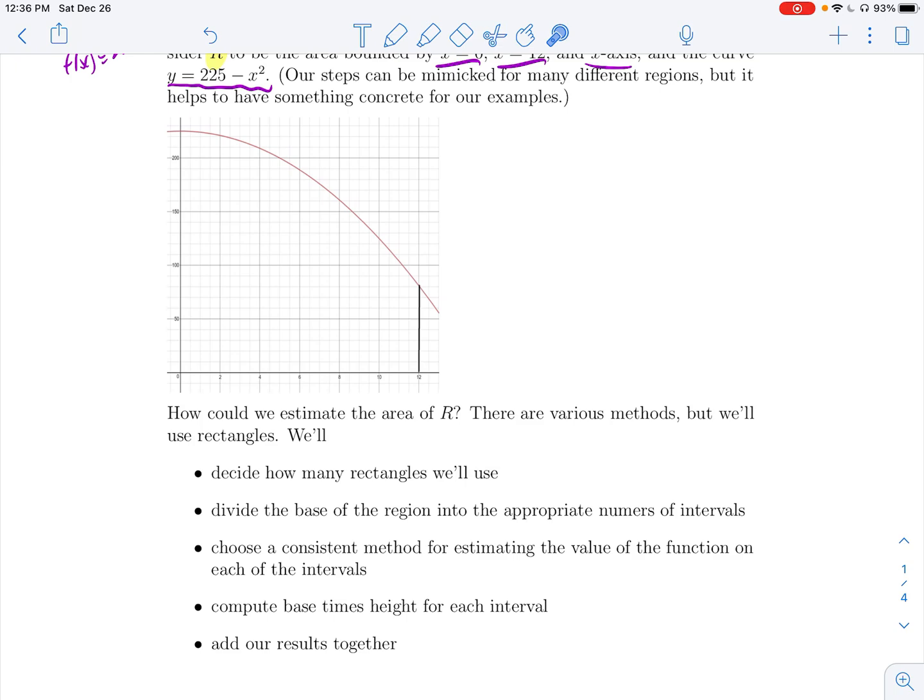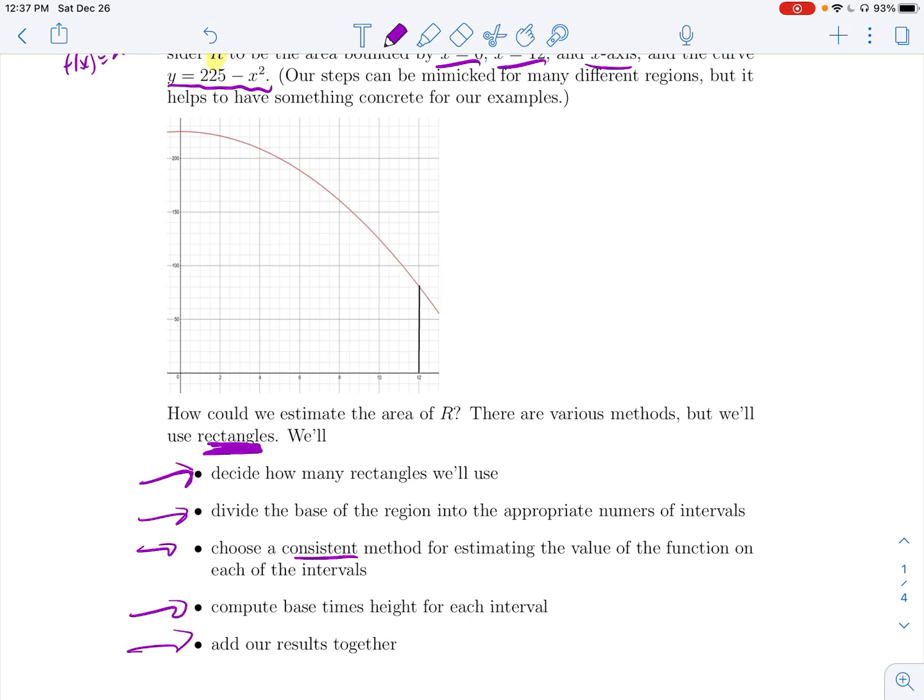So there are a lot of ways we can do this, but basically here's what we want to do. We're going to use rectangles. That's not the only way to do it, but that's going to be the easiest way. We'll decide how many rectangles we're going to use. We'll divide the base of the region, so we're going to think of this as having a base along the x-axis, into a certain number of intervals, 1 per rectangle. For ease, we'll choose a consistent method of estimating the value of the function on each interval. We'll do base times height, and then we'll add our results together.